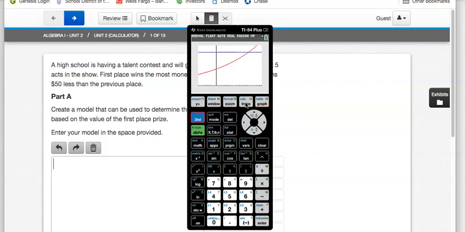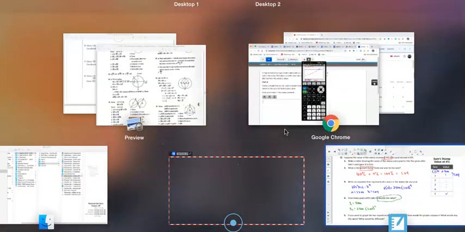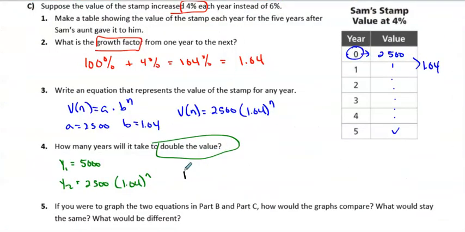So second trace, or second calculate, number 5 for intersection. The cursor is blinking on the first curve. Enter. The cursor is now blinking on the second curve. Enter again. Guess, enter. And now I get a new answer of 17.67, so n is equal to about 17.67. That's about 17.7 years, or if you want to say it, about 18 years to double.